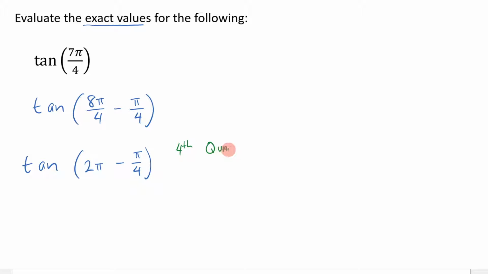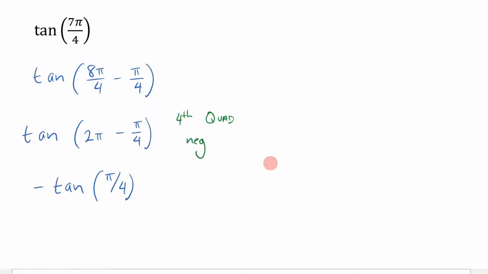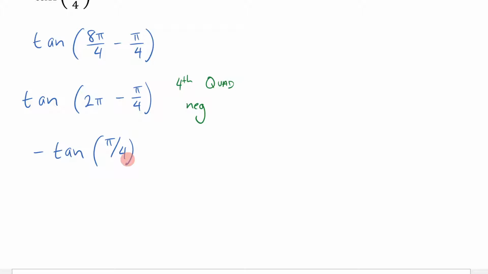And I know that in the fourth quadrant, my tan values are negative. So according to my rule here, what this is going to be equal to is negative tan of pi on 4. I know that tan of pi on 4 is simply just 1. So I know that this right here is simply 1. And then I've got this negative out the front. So my answer will be negative 1.